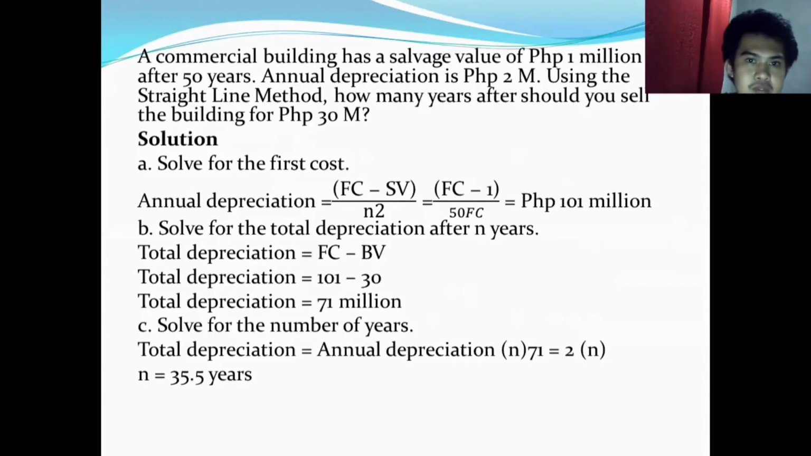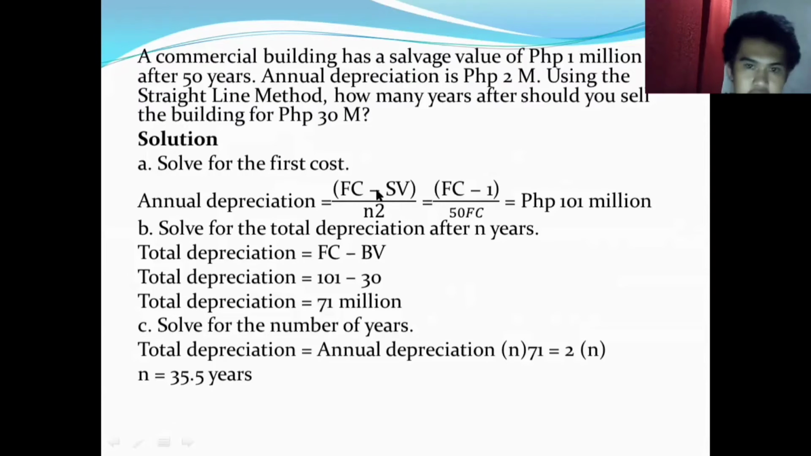Problem: a commercial building has a salvage value of 1 million pesos after 50 years, and annual depreciation is 2 million pesos. Using the straight line method, how much should you have paid for the building, 30 million pesos? Solution A: solve for the first cost. Annual depreciation, this is the formula.